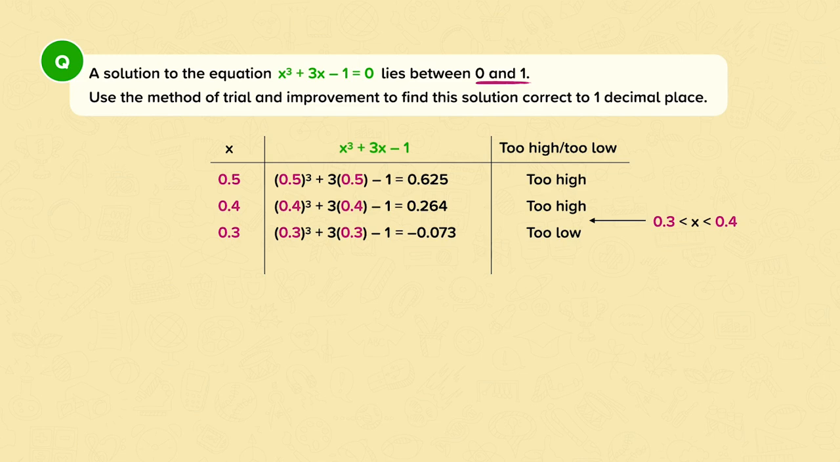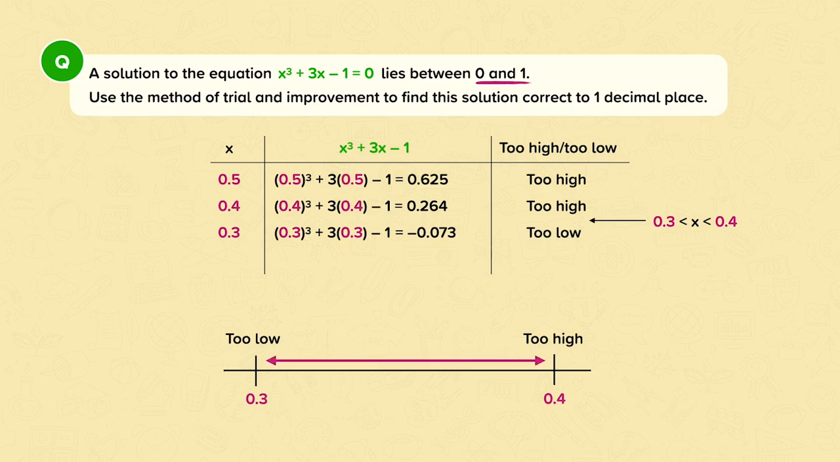In the question, we were asked to find the solution correct to 1 decimal place. And both of these numbers only have 1 decimal place, so one of them is our correct answer. To help us decide, let's draw a number line and place our values of 0.3 and 0.4 on it. At the moment, all we know is that the actual solution lies somewhere between these values.